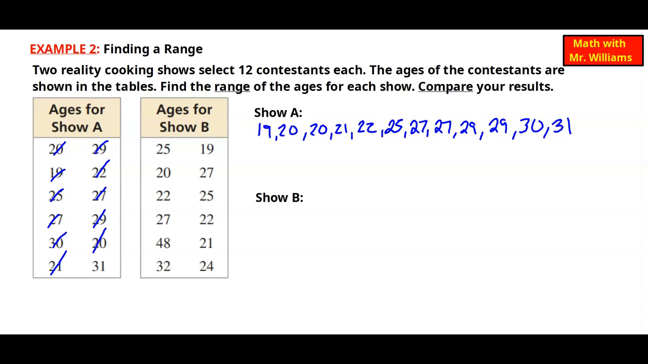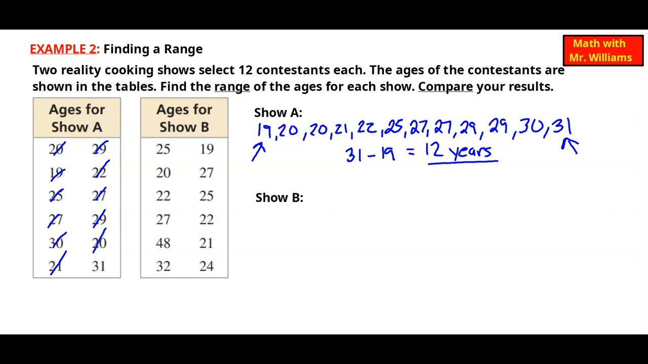Now we take the greatest value and subtract the least value. So we take 31 because it is the greatest, and we subtract the least, which is 19. 31 minus 19 is 12. So the spread is 12 years. All right, now for show B.